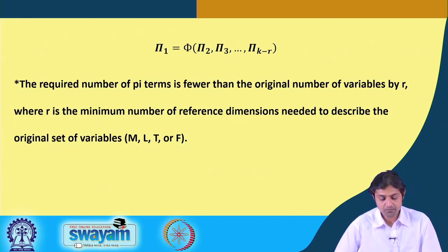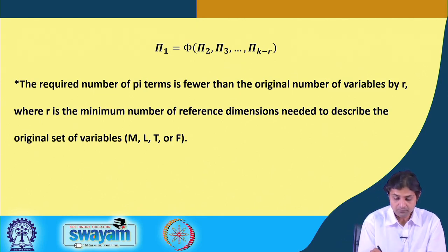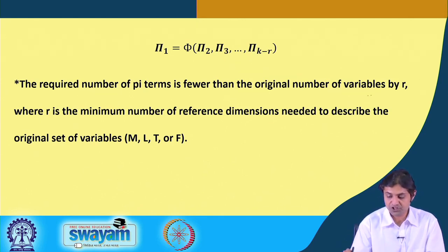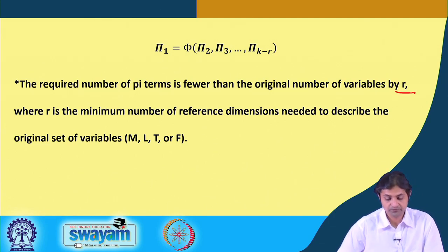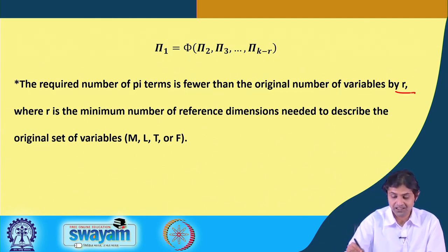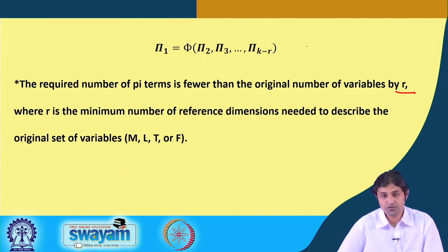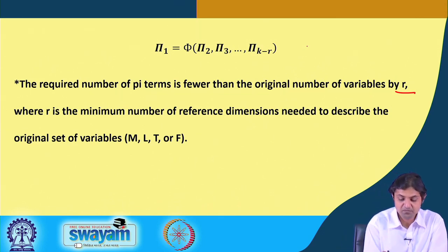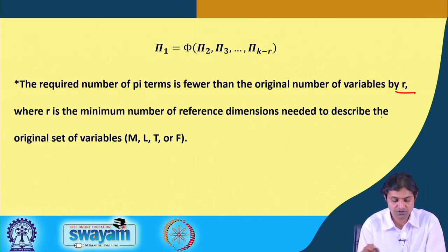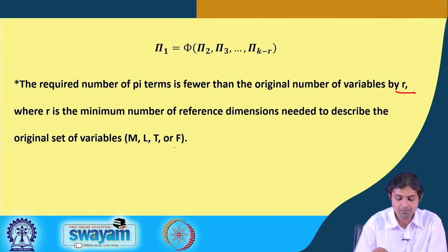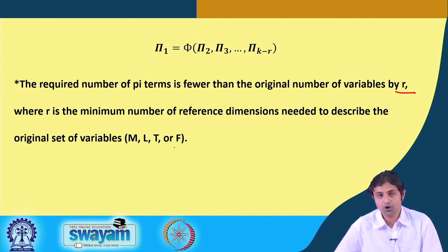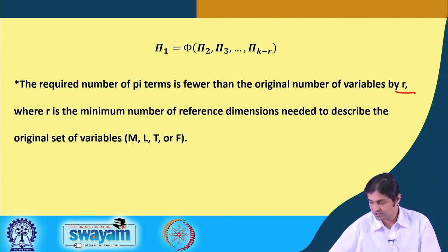So, the required number of pi terms is fewer than the original number of variables by r. Okay. So, k minus r. The number of dimensionless groups would be equal to k minus r, and here r is the minimum number of reference dimensions needed to describe the original set of variables. So, M, L, T or F, it could be all 3 of them, or 2 of them, or could be 1 of them. You will understand this more clearly when we start solving the problems.